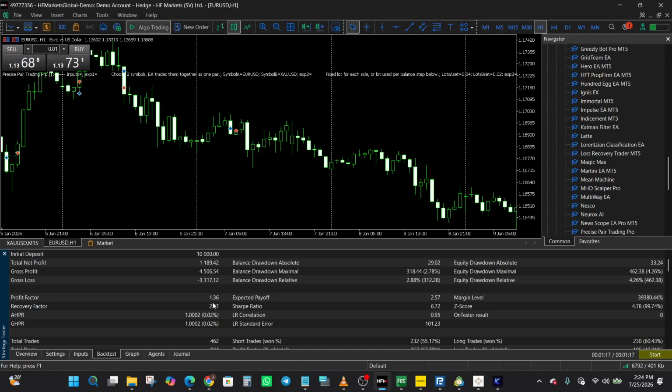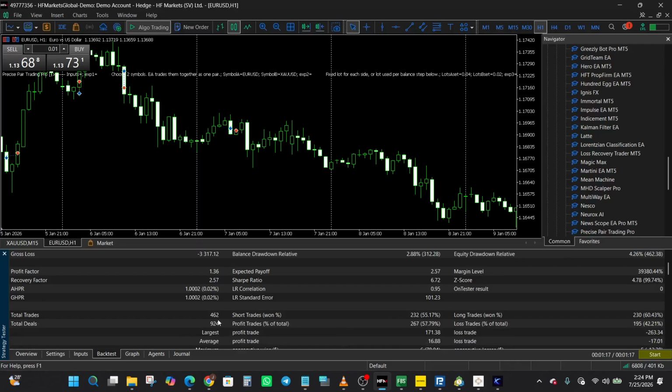The maximum balance drawdown was a modest 2.78%, with equity drawdown peaking at 4.26%. Both fairly contained, given the strategy is not designed to sit in extended drawdown. Now, out of 462 total trades, close to 58% were profitable, and the recovery factor came in at 2.57, meaning that the net profit here was more than double the maximum drawdown experienced.